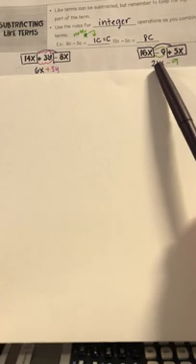Over here, we have 16x plus 5x. That simplifies to 21x. And then you bring down the minus 9.